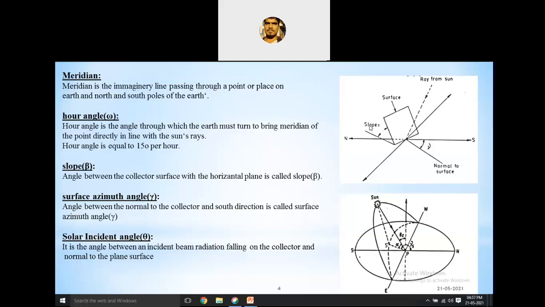Theta is 0 at noon time, the zenith position, and it may be positive or negative: 10 degrees, 20 degrees, minus 10, minus 20, like this it changes. The solar incident angle is the angle at an instant at which the beam radiation falls on the collector. Here the sun is falling on the collector, and you can see alpha, theta z, the solar azimuth angle and the surface azimuth angle gamma.